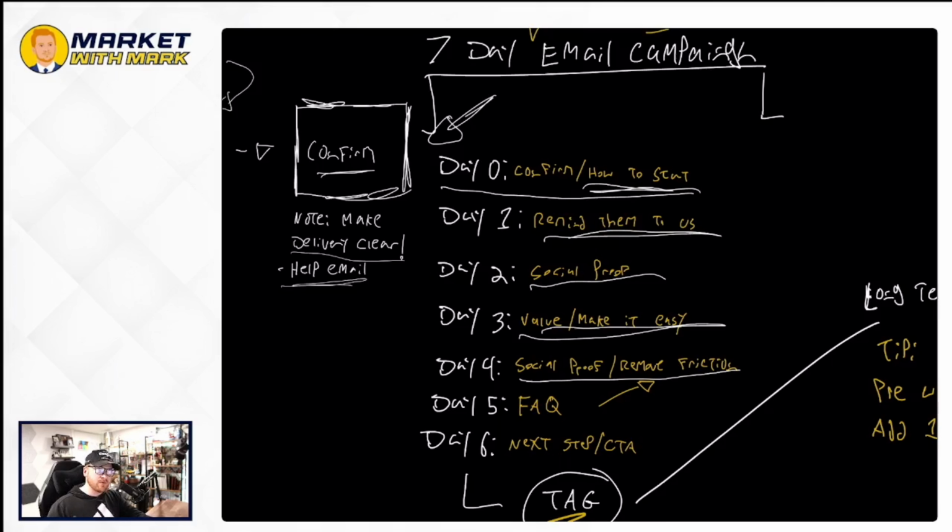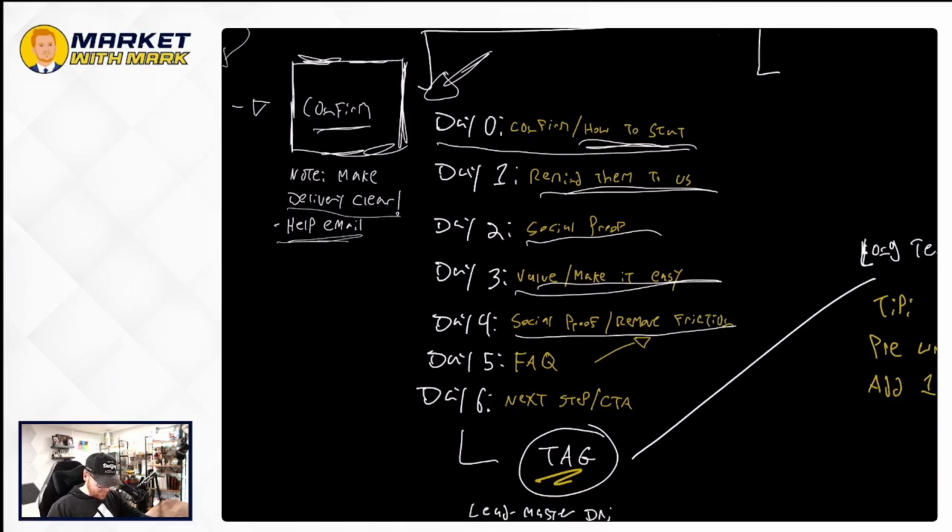Next day, social proof. Goal here is to remove friction, so another success story, reviews, etc. Next day is going to be an FAQ, answering some common objections, some common questions. Again, goal is to remove barrier to entry and just make sure they're consuming. And then finally, you're going to have your next steps in your CTA.